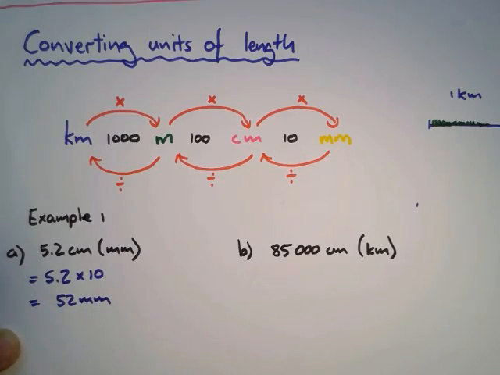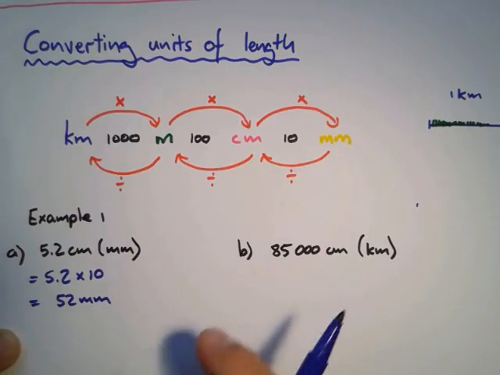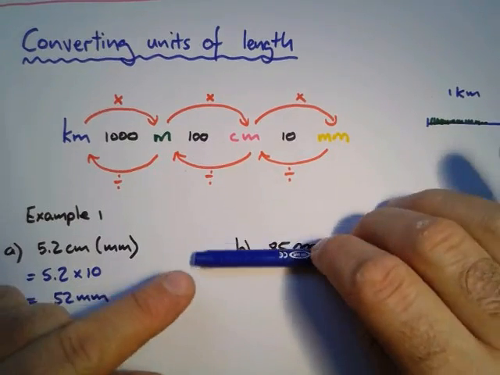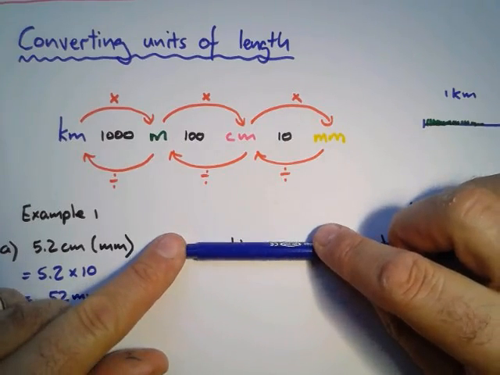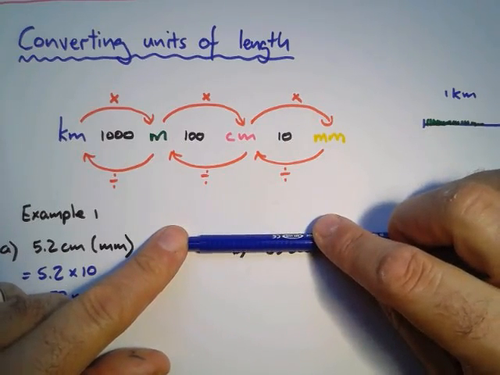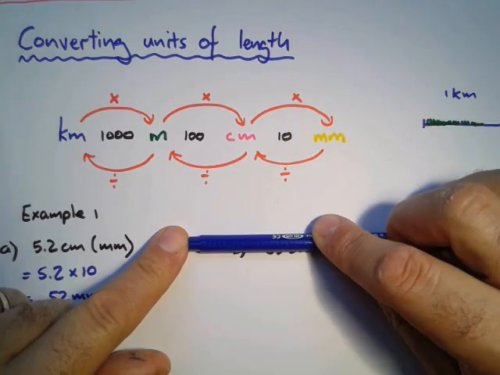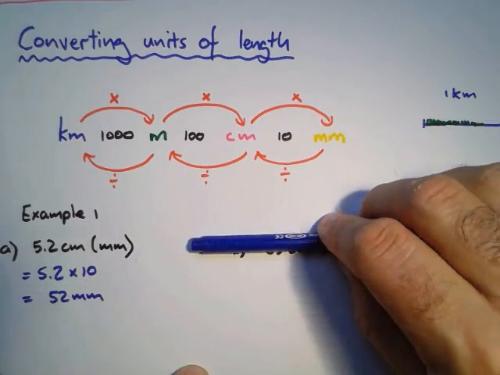Always stop and think if you're making sense. 5.2 centimeters is about that long. In that distance, 5.2 centimeters, is that about 52 millimeters? Stop and think about it, and you go from there.